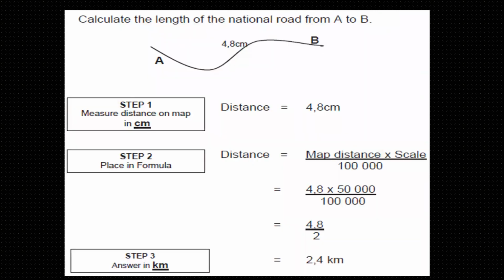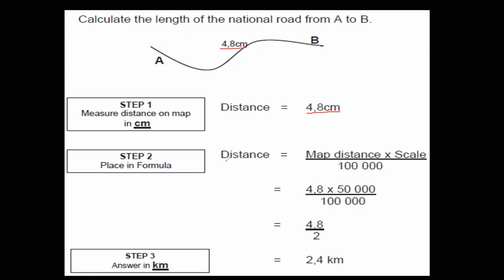So let's look at this example. If you need to calculate the length, or we're going to use my example that I used, your distance that we looked at on that map. If we measured that from point A to point B, and we measured 4,8 centimeters, that was our map distance. So now that we have our map distance, we can now put it into our formula.